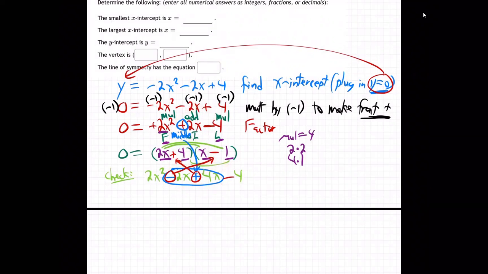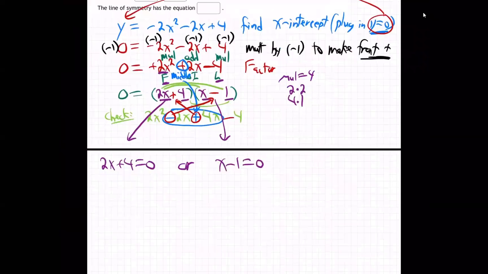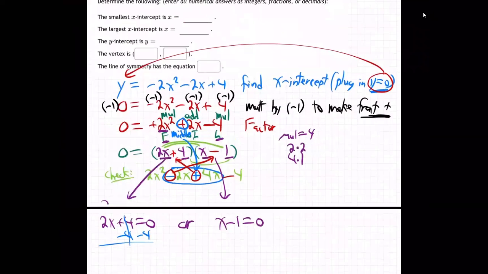Okay, so where do we go from here? So now you set each one to 0. You take the first one. You say 2x plus 4 is 0. Then you take the second one. Each one can be 0. And then you finish from there.